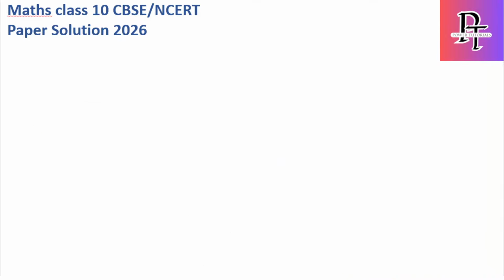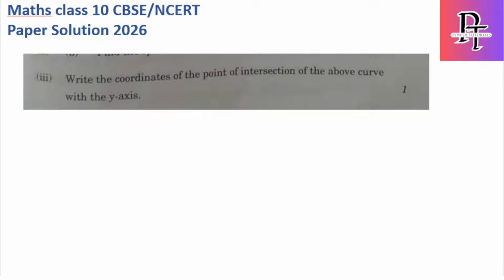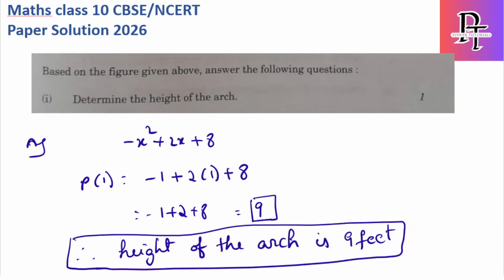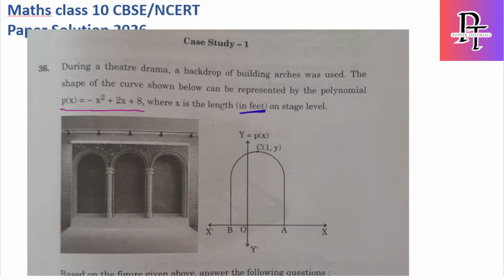Let's move to the next, second case study. So first case study is done. So we have 2 more case studies. Wait. So in this case we have one more, third question. So what is the question? What are the coordinates of the point of intersection of the above curve with the y-axis? Okay, so this point we already know, but still we can write it. They are asking where it is intersecting the y-axis.